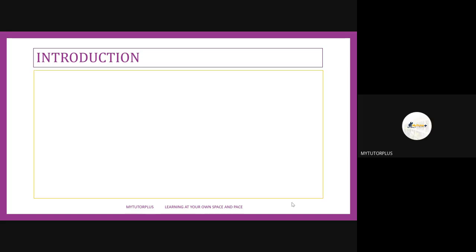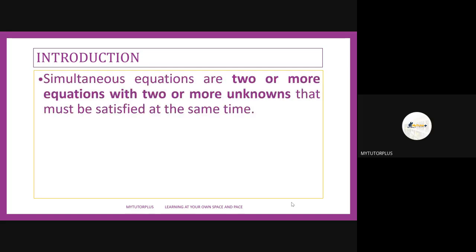So let's look into this. So, introduction. Simultaneous equations, as you can see from my screen, are basically equations where we have two or more unknowns, and we tend to find the value of the unknowns together. Is that clear? Yes. So it is the kind where we have two or more equations with two or more unknowns, whereby we tend to solve the unknowns together.